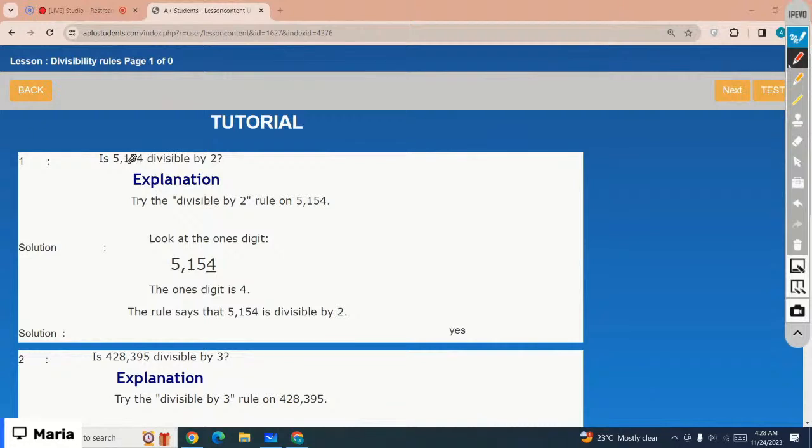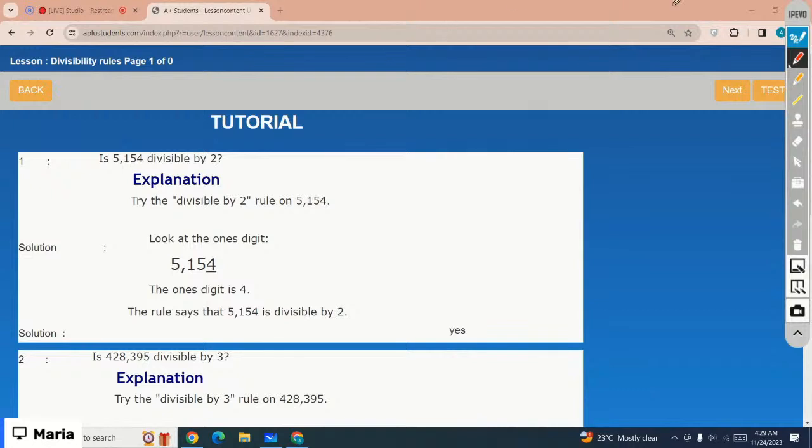You can see here 5154, the last digit is 4. 4 is an even number. That means 5154 is divisible by 2. If you divide them, 5154 is a 4-digit number, right? If you are good with multiplication, you can do it easily, but if you have to think, you can take time, right? So that's how when you apply the divisibility rule, you can see the answer without dividing, right? So yes, it is divisible by 2.